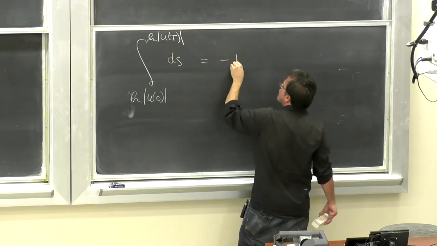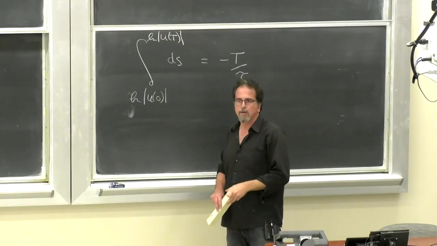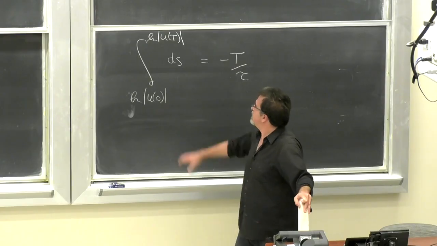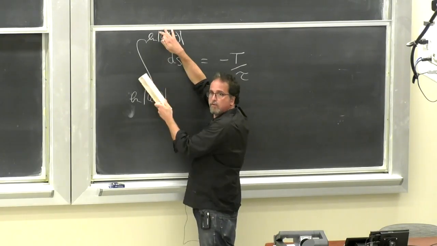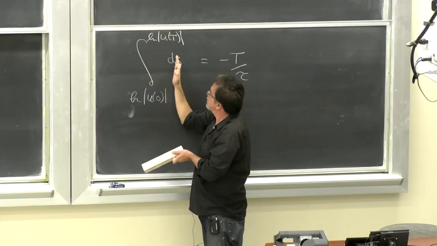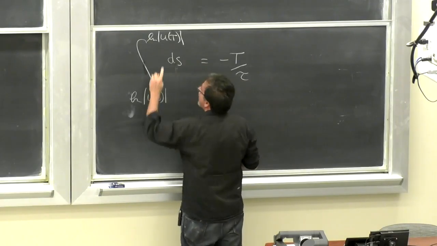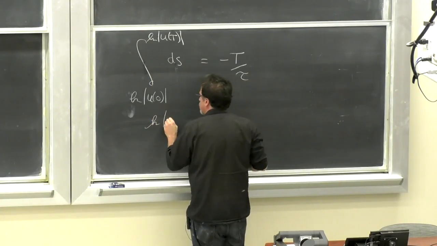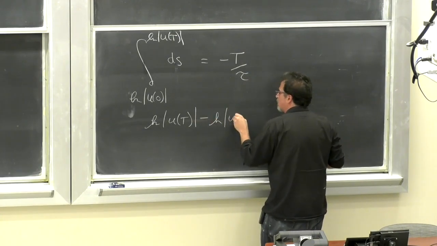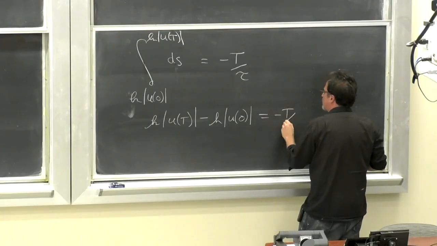And that's equal to negative capital T over tau, for some particular capital T and some parameter, the drag time tau. This integral, don't look at the bounds of integration. The integral of ds is easy. It's just s. Derivative, antiderivative. So this is s evaluated at the upper bound, the natural logarithm of the absolute value of u of T, minus s evaluated at the lower bound, the natural logarithm of the absolute value of u of 0, equal to negative capital T divided by tau.